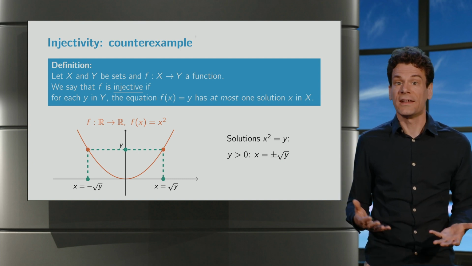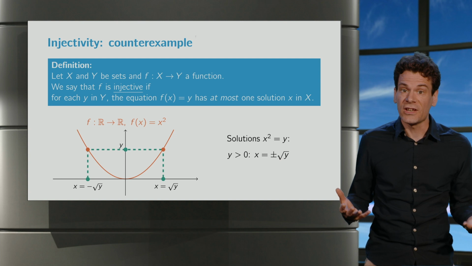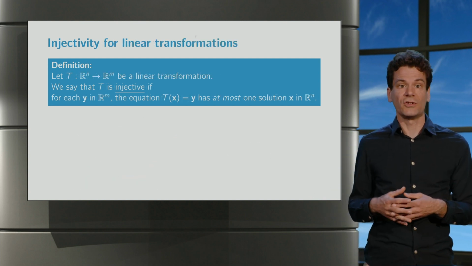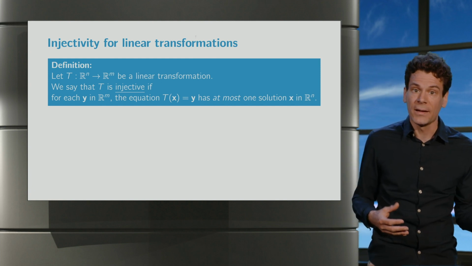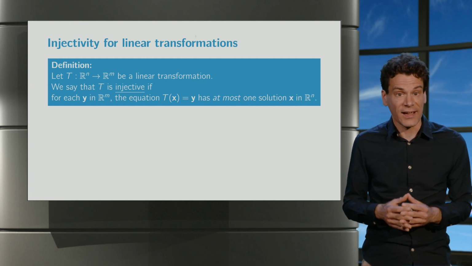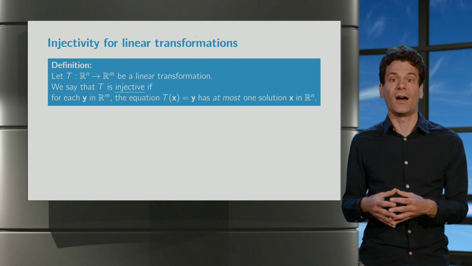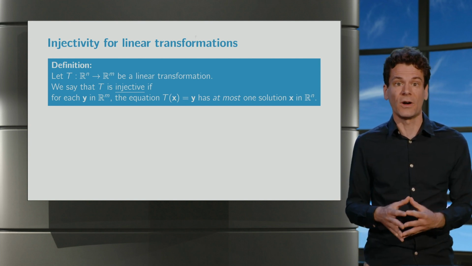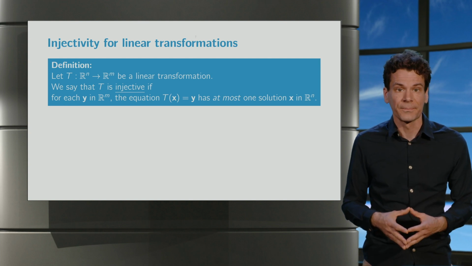How does this work for linear transformations? The definition can be translated easily. If T is a linear transformation from Rn to Rm, then we say that T is injective if for every y in Rm, the equation T(x) equal to y has at most one solution x in Rn.